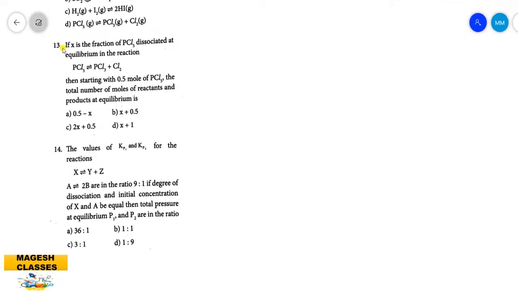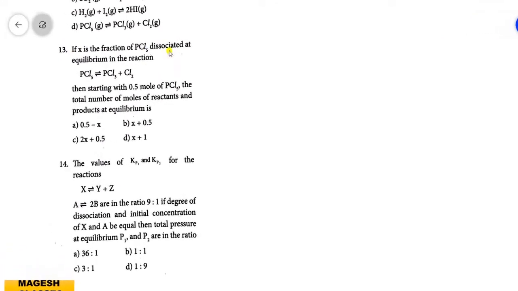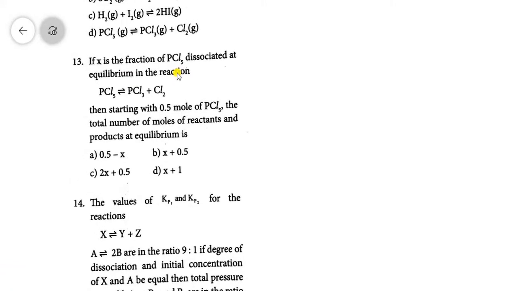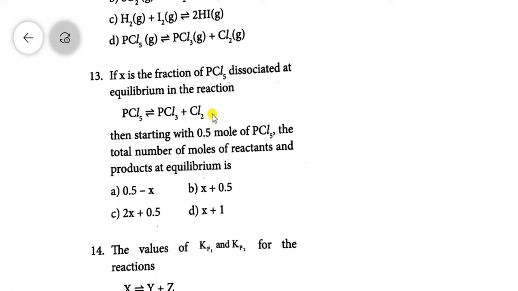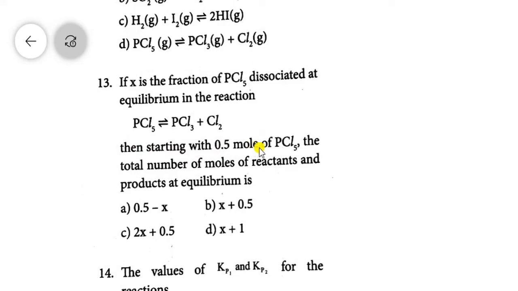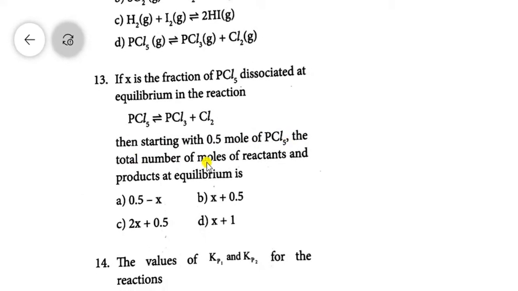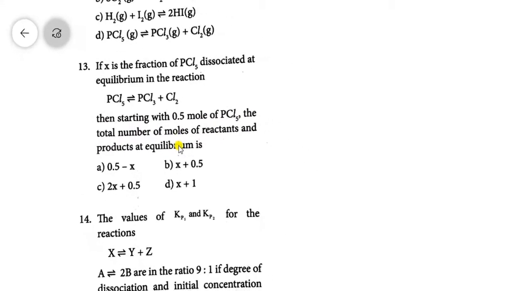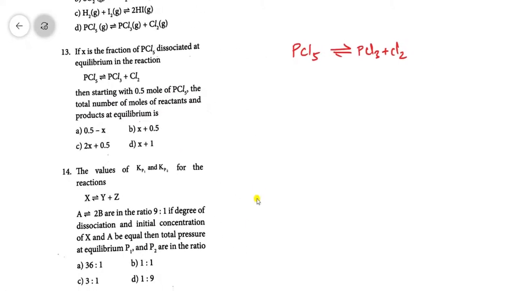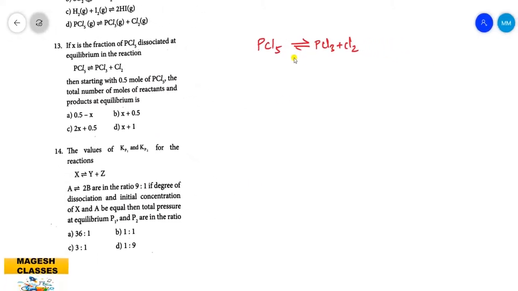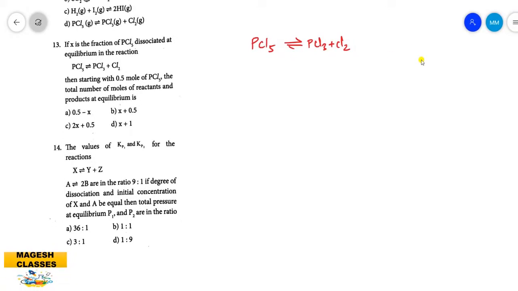Number 13. If x is the fraction of PCl5 dissociated at equilibrium in the reaction PCl5 gives PCl3 plus chlorine, then starting with 0.5 mole of PCl5, the total number of moles of reactants and products at equilibrium is. The given equation is the dissociation of PCl5. By writing Kp, this is equal to concentration of PCl3 into concentration of chlorine divided by concentration of PCl5.